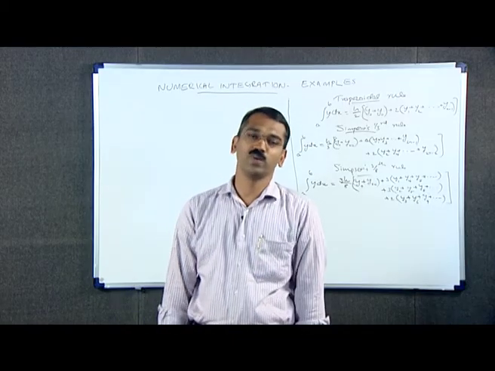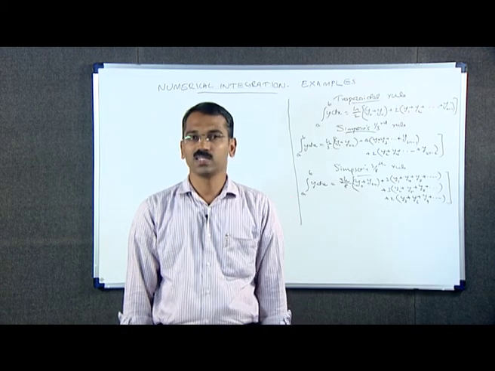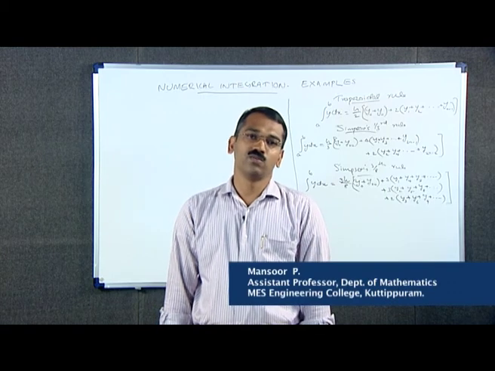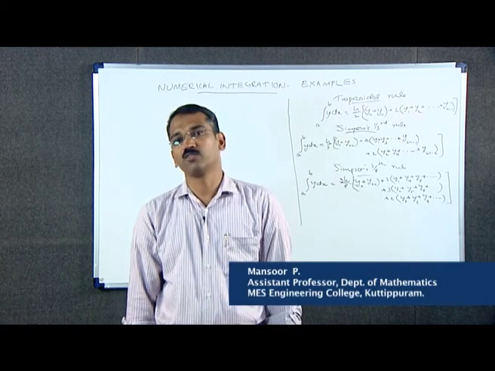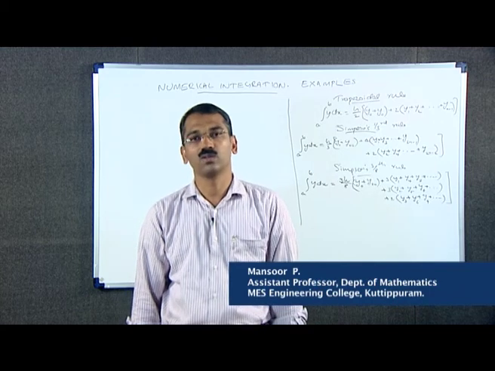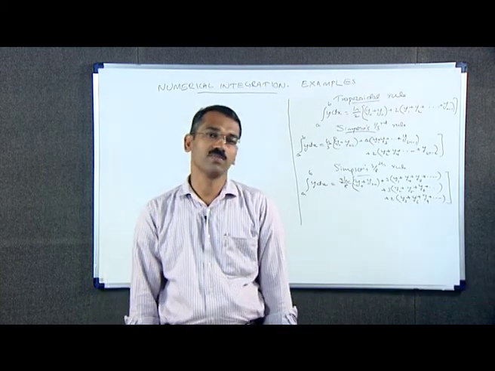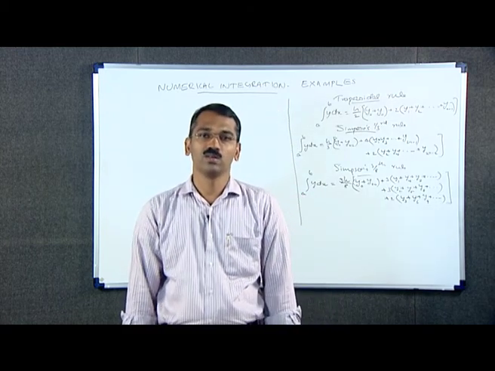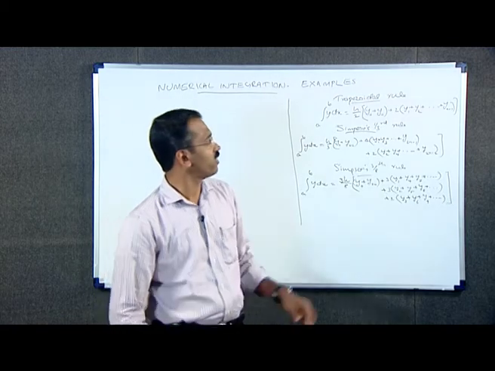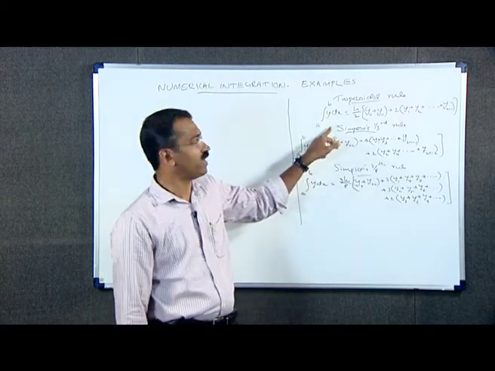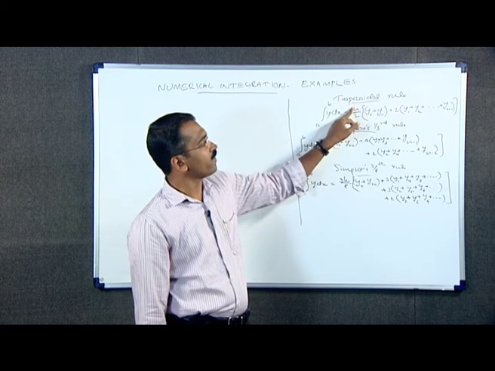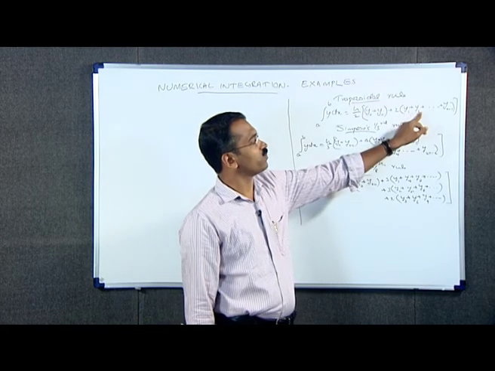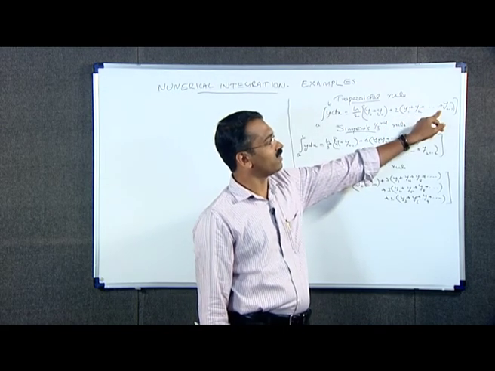Welcome to the session on numerical integration. In the previous sessions, we discussed numerical integration. We derived the general quadrature formula, namely Newton's Cotes general quadrature formula, and then by substituting n equal to 1, we derived the trapezoidal rule of integration as integral from a to b y dx is equal to h by 2 into y0 plus yn plus 2 times y1 plus y2 plus y3 plus etc. plus yn minus 1.